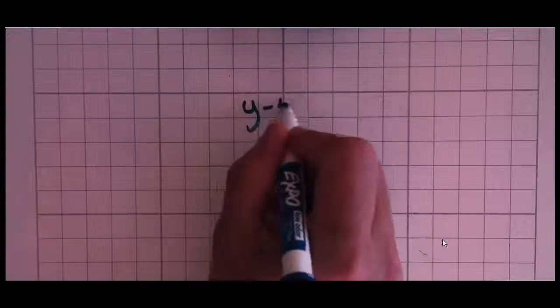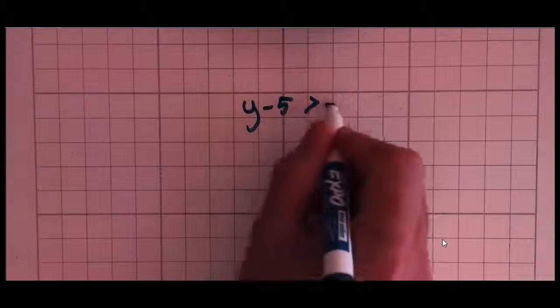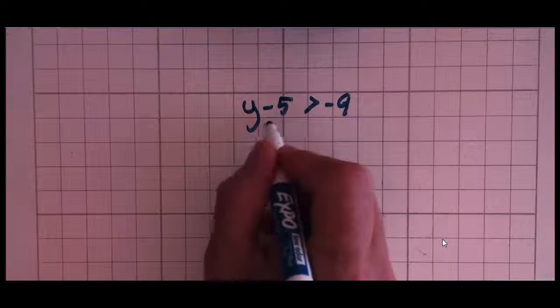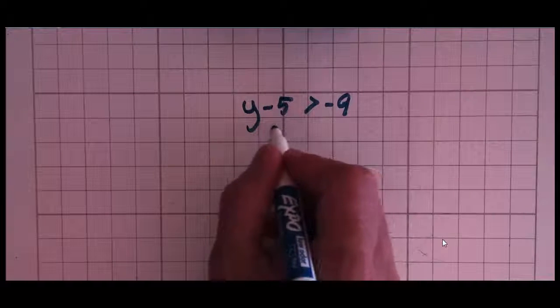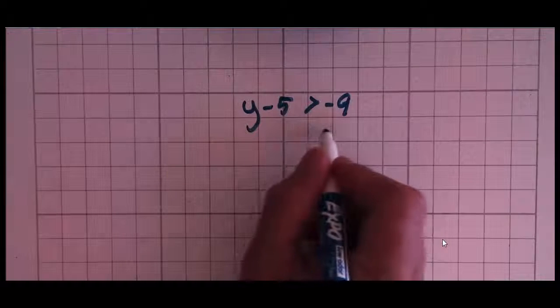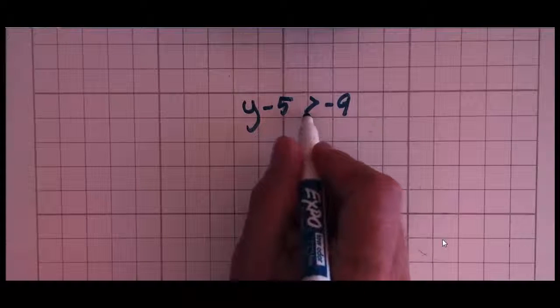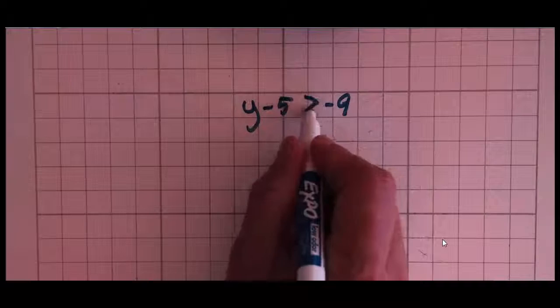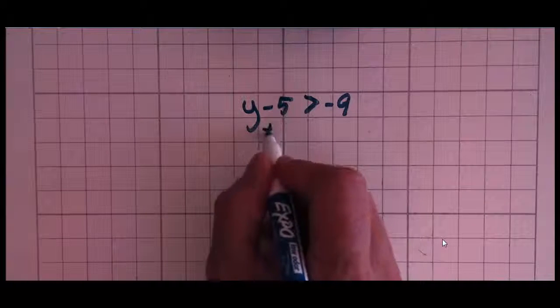y − 5 > −9. Now here's a subtraction problem. So to get the 5 away from the y, I'm going to add 5 to both sides. And in my mind, this is an equal sign. So I'm ignoring the fact that it's an inequality right now. I'm pretending like it's an equal sign.